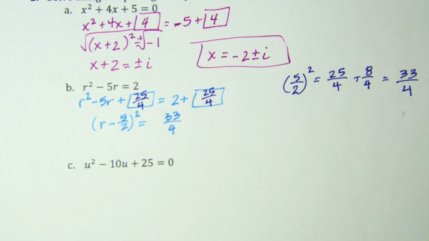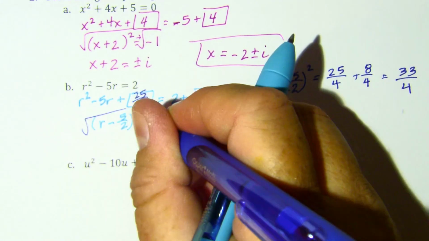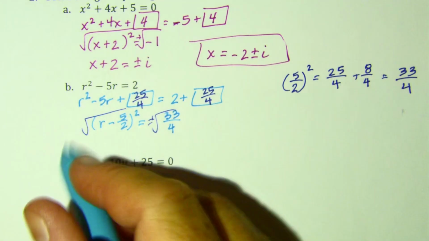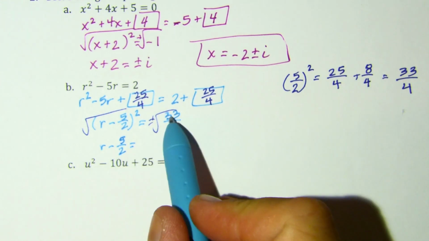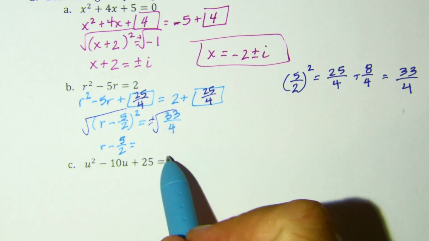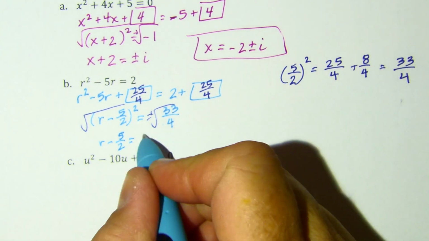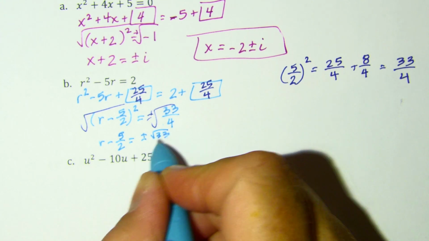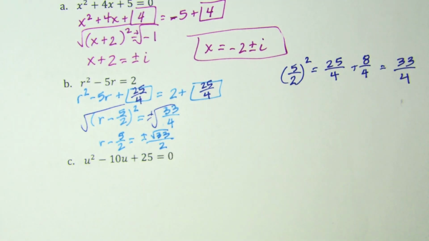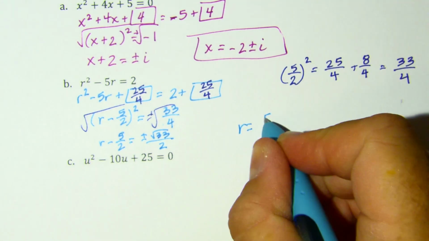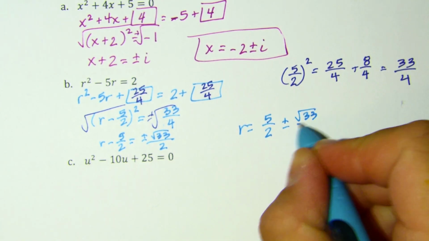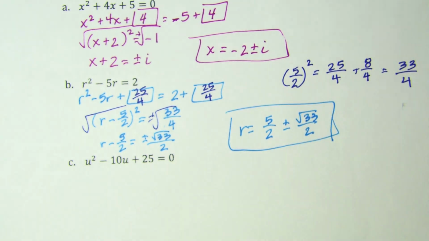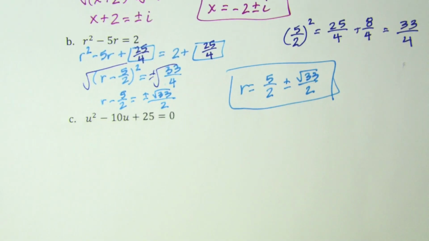33 over 4. And we're going to go ahead and square root both sides, put that plus or minus sign out front. And I have r minus 5 over 2 equals the square root of 33, we don't know, but we do know the square root of 4, and I can go ahead and change that into a 2. So plus or minus the square root of 33 over 2. The last step to getting r by itself would be to add 5 over 2. So r is equal to 5 over 2 plus or minus the square root of 33 over 2. So not too much harder with fractions.